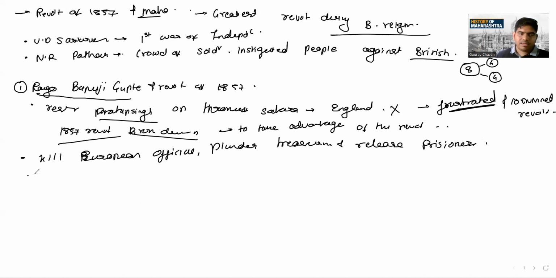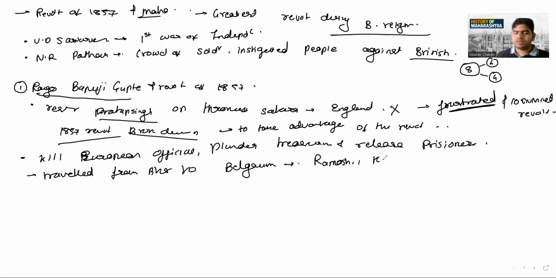Now what did he do? He traveled from Bhor to Belgaum, and meanwhile he took the support of all the tribes there: the Ramoshis, the Kolis, the Mangs, and from them he built an army. The aim of this army was to attack the British. He chose some locations where he would revolt.